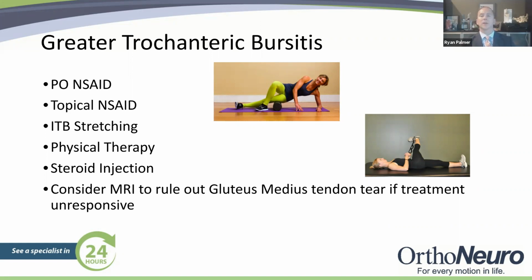You can see the other woman in the other diagram that's working on a lateral stretch of her IT band. There's many forms of this as well, but it's about understanding the anatomy, understanding how that's affecting your bursitis, and doing daily stretches to improve that. We also do steroid injections into that area for further delivery of anti-inflammatory medication. And if persistent pain is still present, even after consistent treatment, sometimes an MRI or advanced imaging will be warranted to rule out other issues, such as a tear of the gluteus medius tendon that can be a cause of unresponsive and continued bursitis pain.